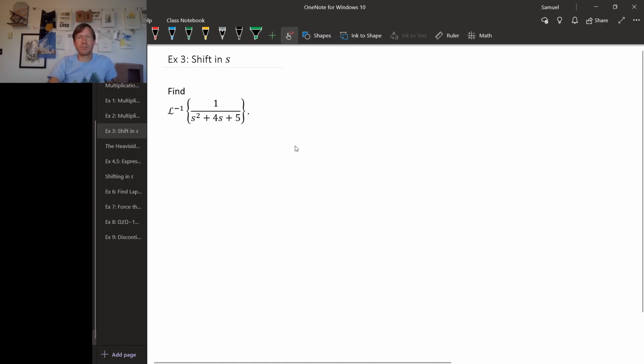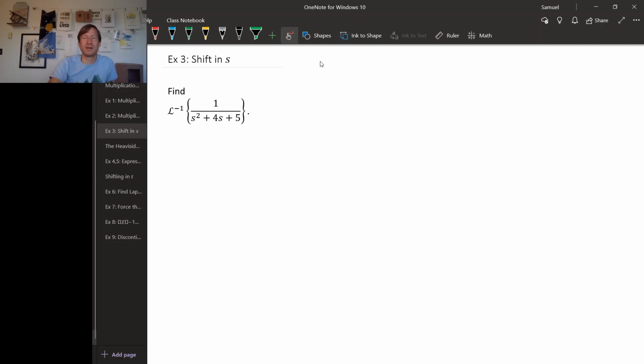Let's look at one more example. Let's find the inverse transform of 1 over s squared plus 4s plus 5. So this quadratic in the denominator here is irreducible. It doesn't factor. You can check just by trying it out that it doesn't factor with integers.